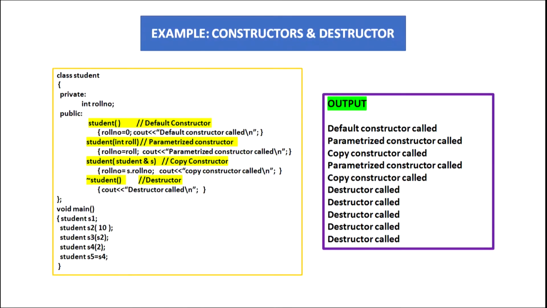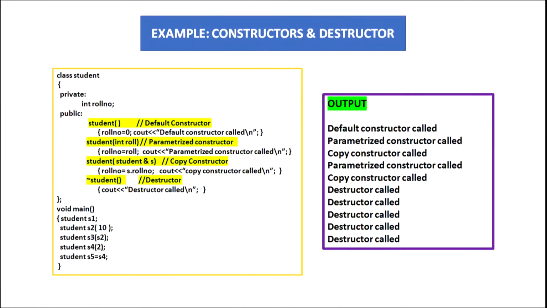Here I am taking the example of class Student with only one data member, roll number. In the public section we are declaring all types of constructors and destructor. So, let us see the definitions. Student, which is a default constructor, assigns value 0 to roll number and there is a cout statement "default constructor called". Now, Student again, the second parameterized constructor, which has roll as the parameter. It is assigning the value of roll to roll number and the cout statement is "parameterized constructor called".